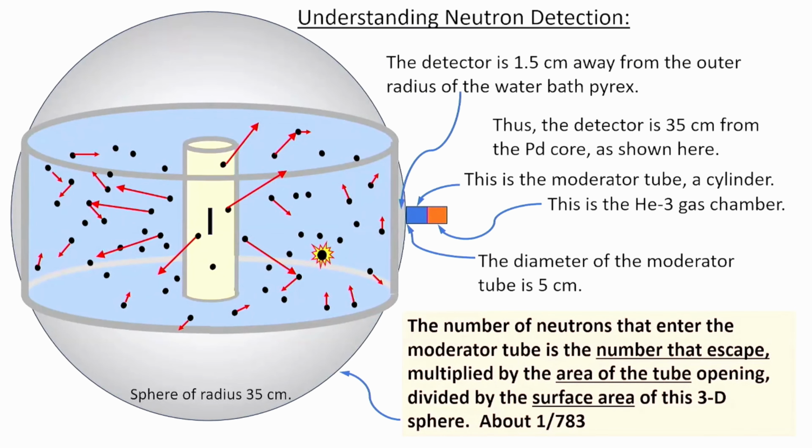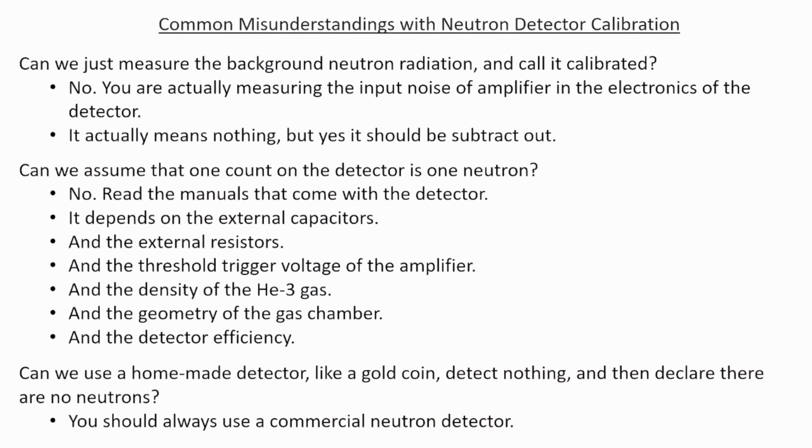And now the number that enter this moderator tube is the number that escaped, multiplied by the area of this aperture here, and then divided by the surface area of this imaginary sphere of 35 centimeters. And that's going to be something about a factor of 1/800.